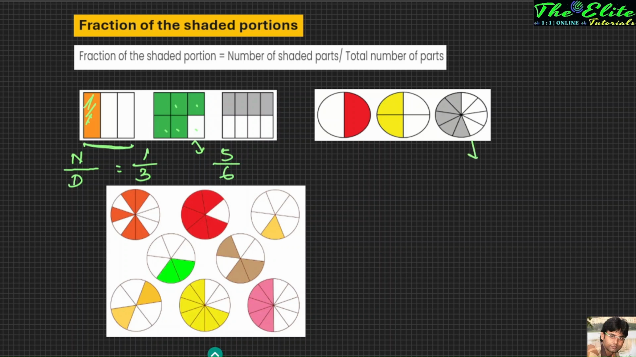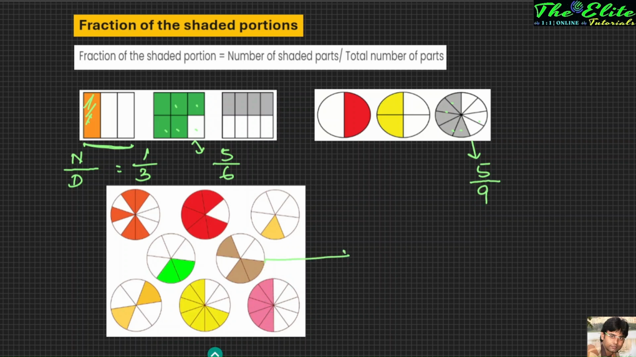For example, here you have to see how many parts there are. You can start like this: 1, 2, 3, 4, 5, 6, 7, 8, 9. So 9 we can write in the denominator, and again you can count how many parts are shaded: 1, 2, 3, 4, 5. So 5 will be written in the numerator. So likewise you can write for anything given over here.